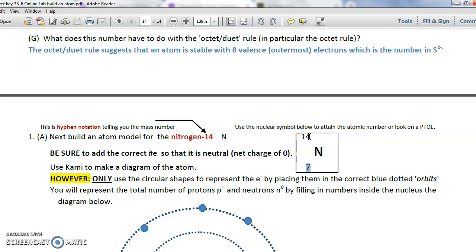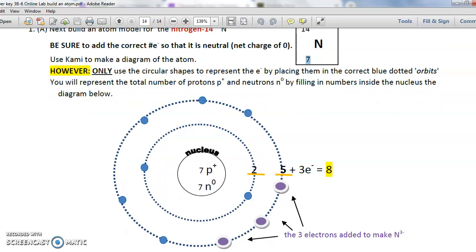Why do they write it that way? Because the total particles minus the number of them that are protons will tell you that 7 of them must be neutrons. 7 and 7 is 14. So what do I have to add to 7 protons to get 14 total particles? The answer is 7 neutrons.